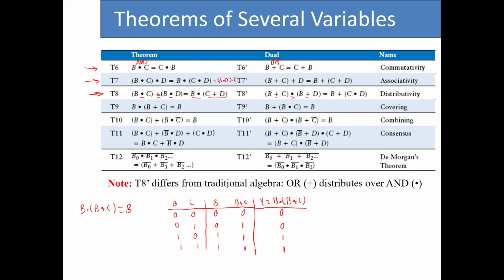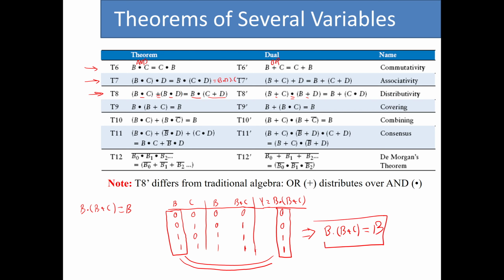So now if you pay close attention, you see that this column is exactly similar to this column, which basically says that B and B plus C equals B itself. This is what is called the covering theorem for Boolean algebra. You can easily prove the dual as well.